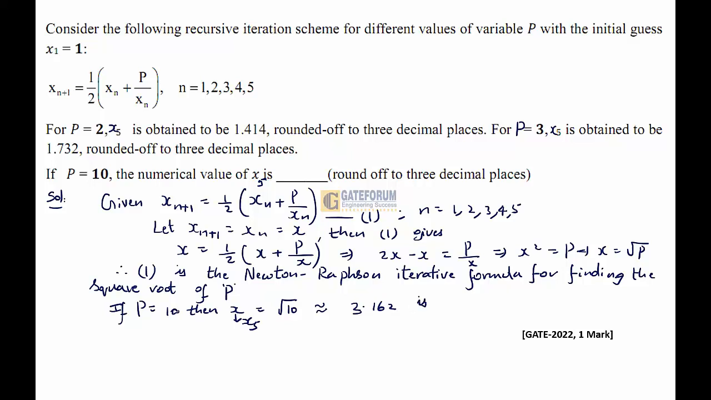This is the numerical value of x5. x5 means x only. We are treating x1, x2, x3 and so on as denoted by x, to get the value of that root p, which has been derived by Newton-Raphson iterative formula for finding the square root of a number p. So the answer is 3.162. This is the end of the question.